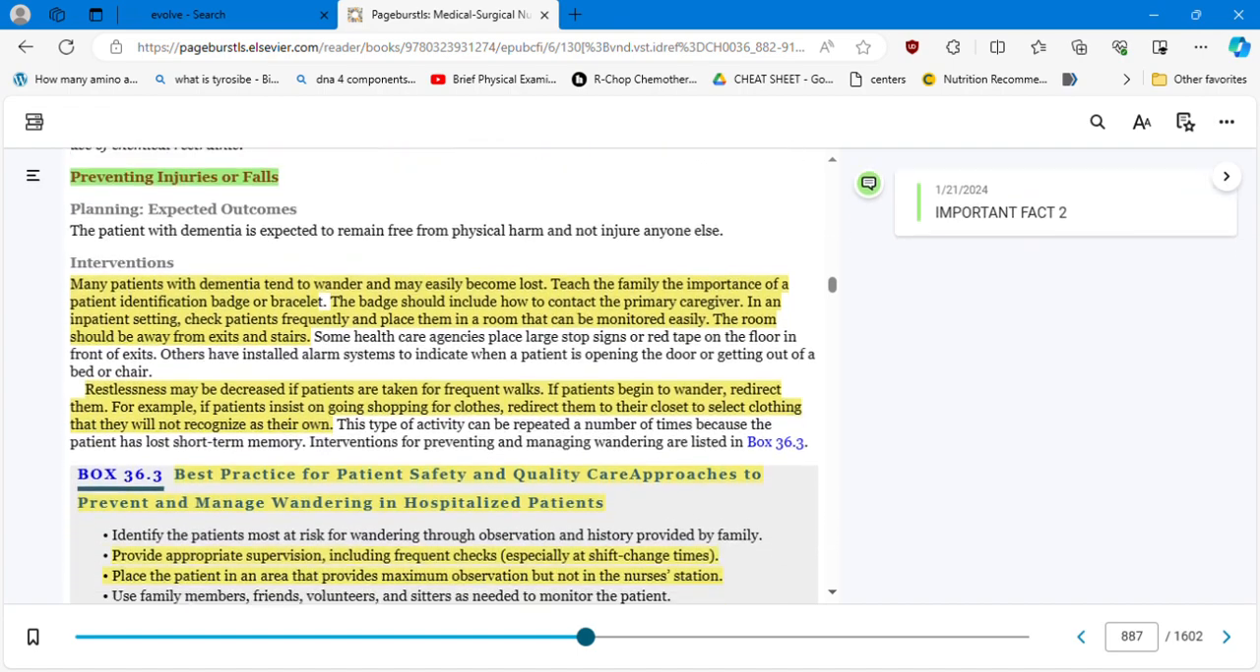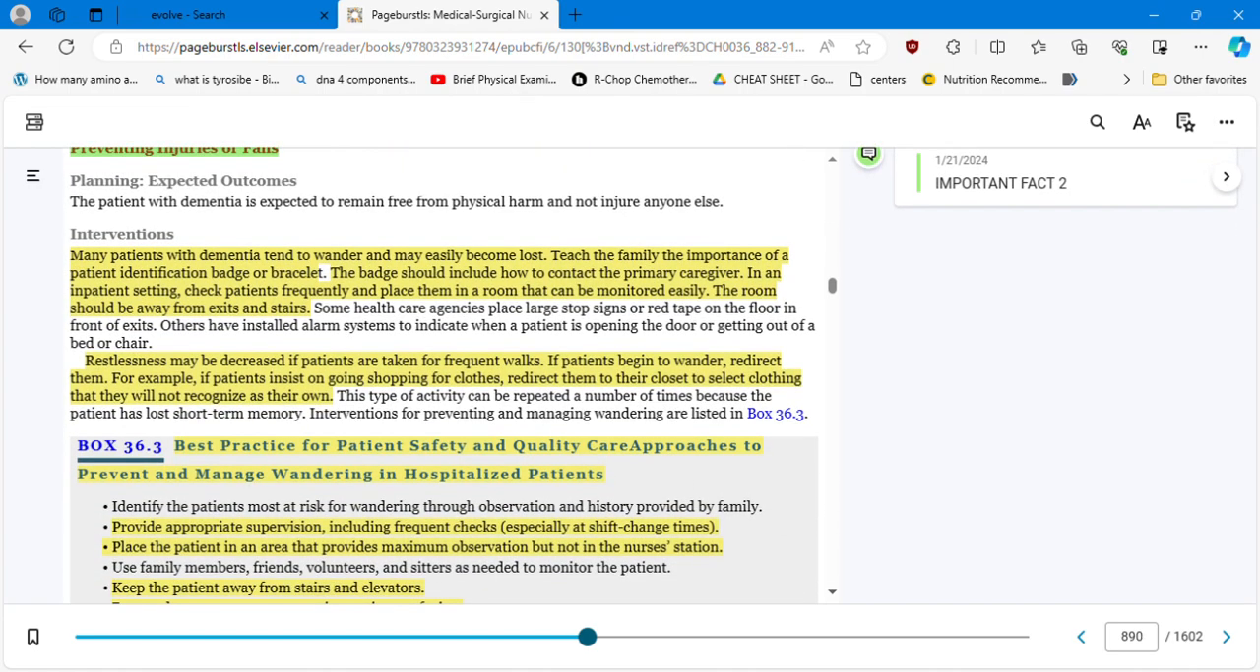So now we're going to jump into factor number 2, preventing injuries or falls. Many patients with dementia tend to wander and may easily become lost. Teach the patient the importance of a patient identification badge or bracelet. The badge should include how to contact the primary caregiver in an inpatient setting, for example. Check patients frequently and place them in a room that can be monitored easily. The room should be away from exits and stairs. We know that. Restlessness may be decreased if patients are taken for frequent walks. If patients begin to wander, redirect them.